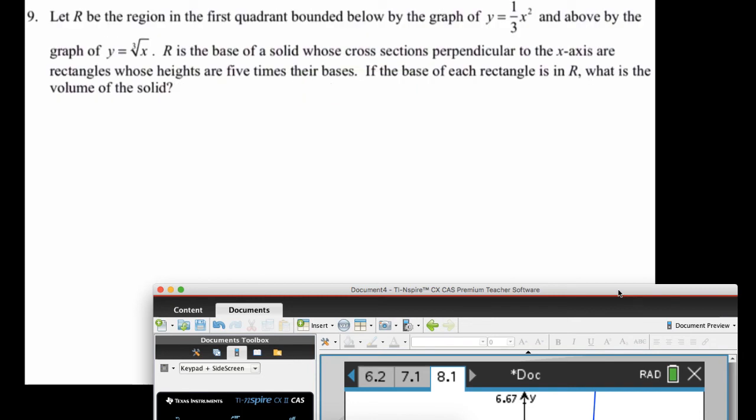Let R be the region in the first quadrant, bounded below by the graph of blah, and above by the graph of the cube root of x. R is the base of a solid, so this is another known cross sections. Cross sections perpendicular to the x-axis are rectangles whose heights are 5 times their bases. If the base is in R, what is the volume of the solid? All right, let's start with a little graph maybe. So let's say we don't know what this looks like.